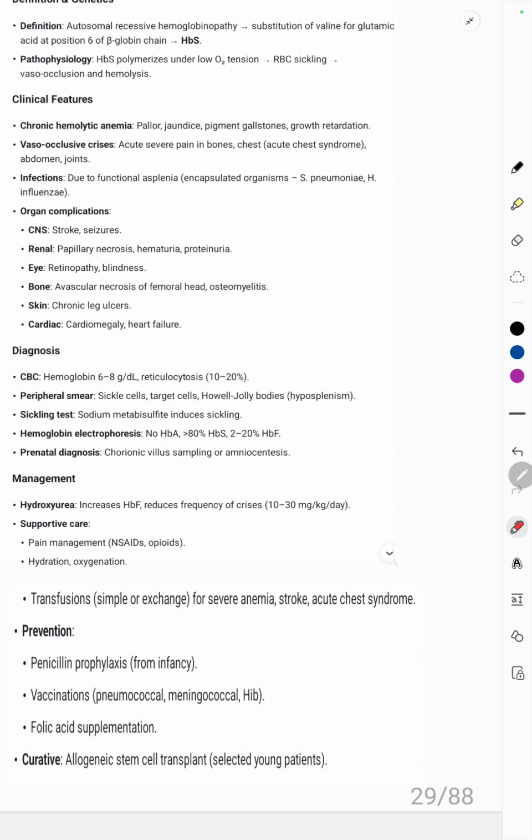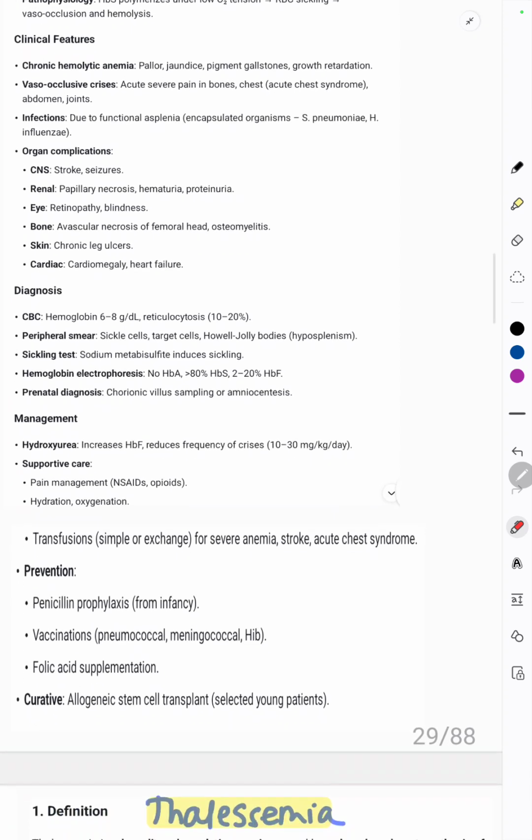It will show sickling of the cells, target cells, and Howell-Jolly bodies. Now there is something called a sickling test. In a sickling test, we use a chemical compound called sodium metabisulfite. Sodium metabisulfite creates a low oxygen tension, because of which these RBCs are going to polymerize and will lead to sickling. Hemoglobin electrophoresis shows no hemoglobin A, and more than 80% hemoglobin S levels are seen, and prenatal diagnosis can be done by chorionic villus sampling or amniocentesis.